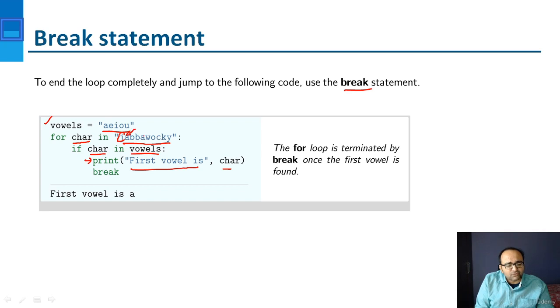But A is a vowel. So this condition will be true for A. A in vowels, immediately it will display first vowel is A, and then the break statement. So the break statement is used to move the control out of this for loop. After the for loop there are no statements, that's why it is going to display output of only one line, which is first vowel is A.